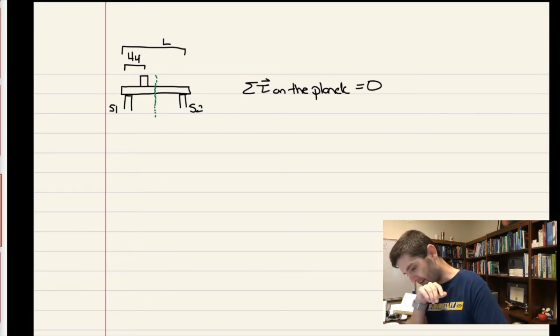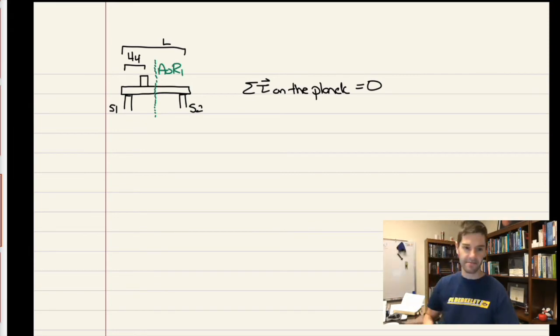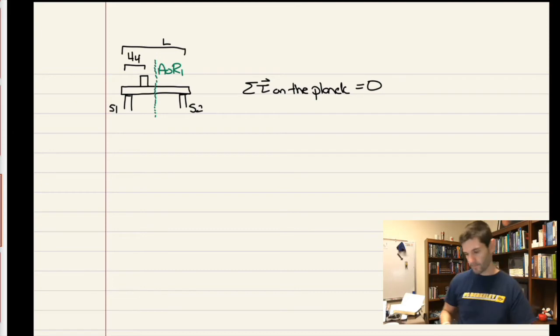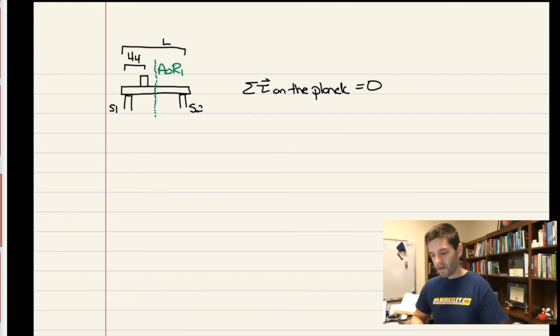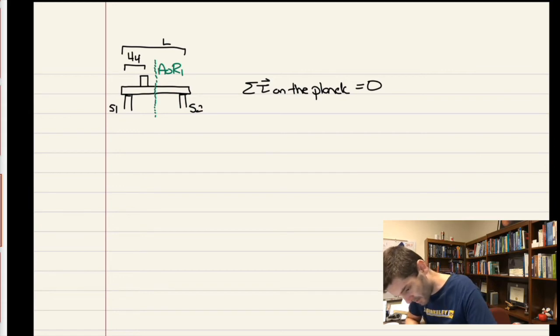If I were to put my axis of rotation, maybe this is my axis of rotation 1, my first guess for the axis of rotation, I can then measure the sum of the torques from that axis of rotation and set it equal to 0. In this case, there's gravity pushing down from the big box, and it has some moment arm. There's the normal force pointing up, and that has some moment arm. And then there's this normal force pointing up, and that has some other moment arm.